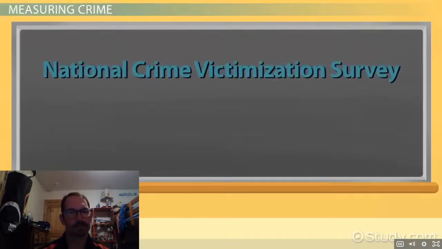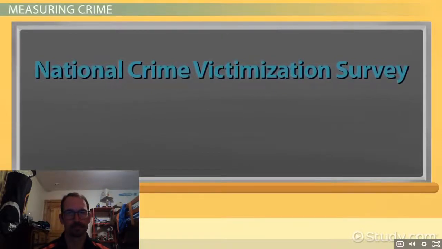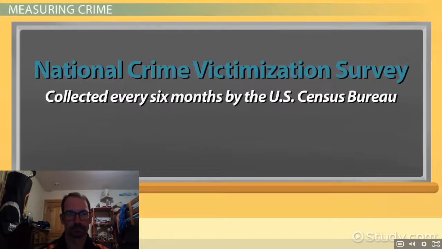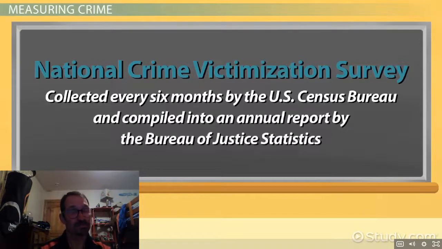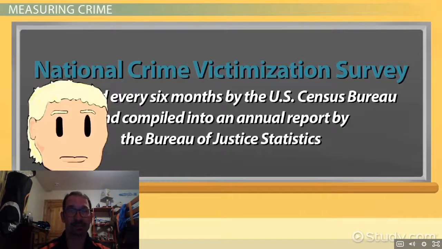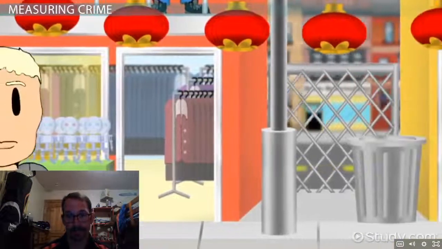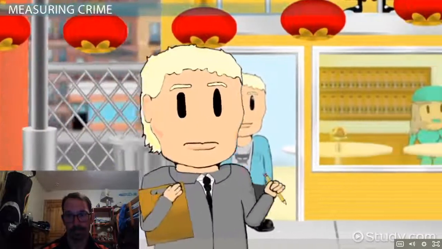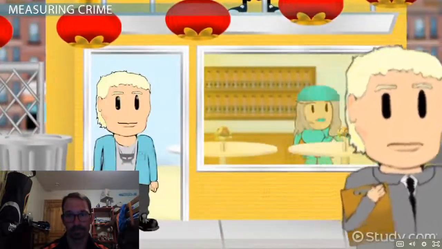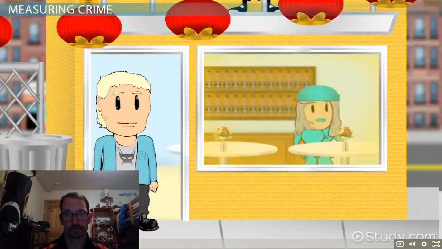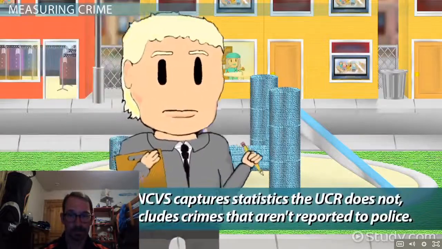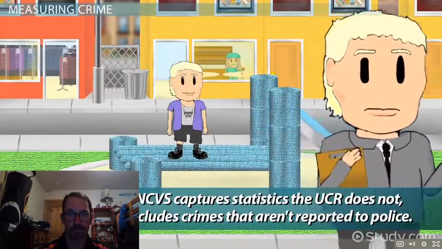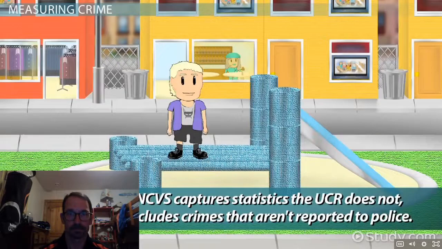The second is the National Crime Victimization Survey, or NCVS. This information is collected every 6 months by the U.S. Census Bureau and compiled into an annual report by the Bureau of Justice Statistics. The NCVS has been used since 1972. It collects information related to victimization, victims, type of crime, crime location, offenders, and whether or not victims reported the crimes. The NCVS captures statistics the UCR does not, since the NCVS includes crimes that aren't reported to the police.